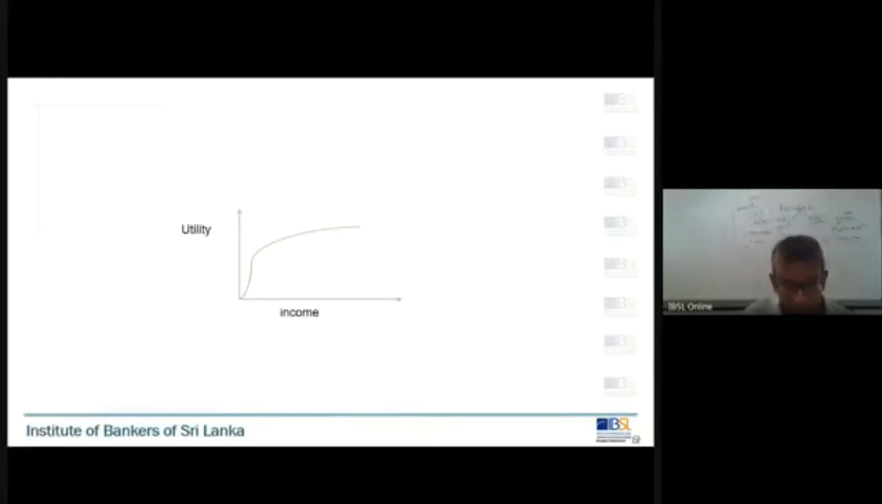Likewise we identified three types of investors, based on what? Based on their risk appetite.